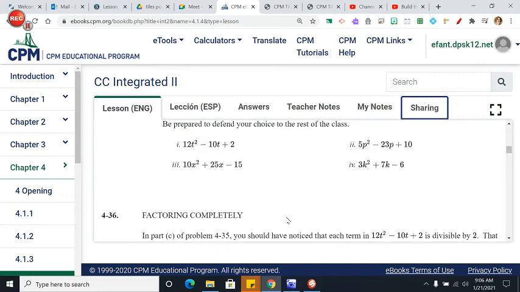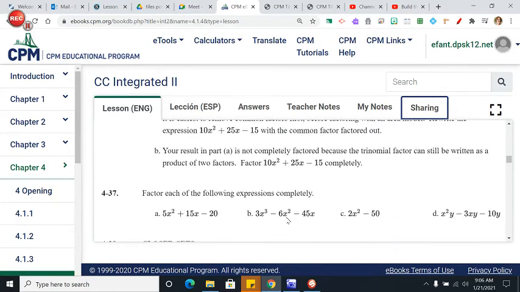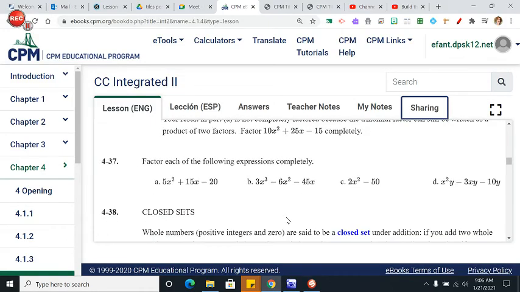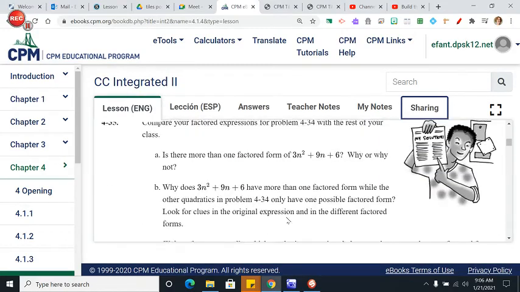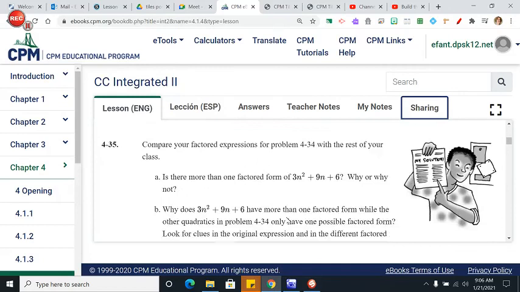And then we tried to do one of these as an exit, but I really didn't give everyone enough time. So it's really just the warm-up and the check-in for this one.